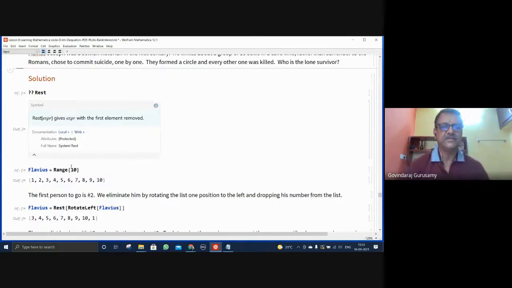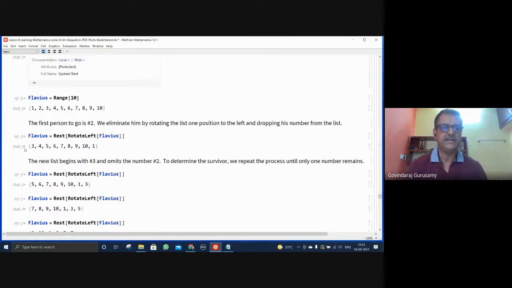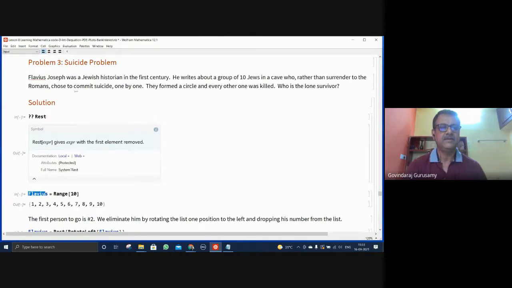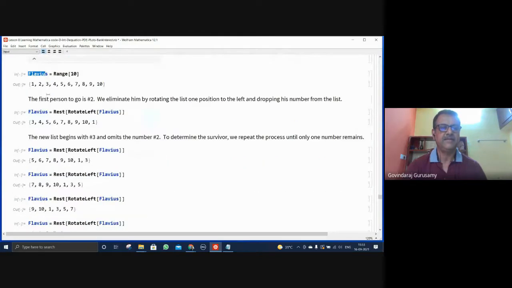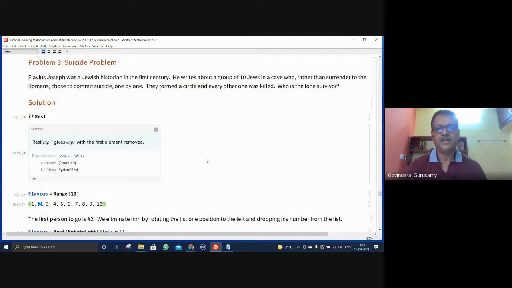And of course, what is the starting point? That really matters. Of course, you have to start in an order: 1, 2, 3, 4, 5, range 10. There are 10 people. This is the list we create. Range 10, there are 10 people now. The first person to go is 2. Every other person was killed.